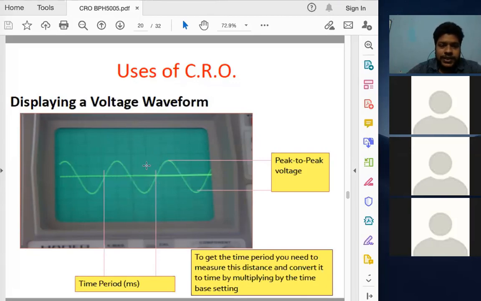So CRO, what it does, it visualizes the signal. So what signal is given, we can see it on the screen, and by looking at the screen, we can measure a lot of things about the signal. So without CRO, it was difficult. So this is the role CRO plays.